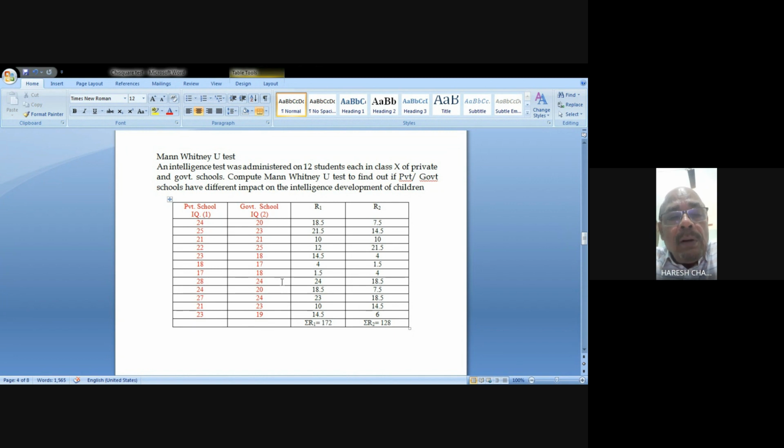You took some students of private school, tested their intelligence, some from government schools, tested their intelligence, and now you can do some statistical analysis to say whether the claim that non-government or private schools are better than government schools holds. This red portion is the score of 12 students in private schools and 12 students in government schools.